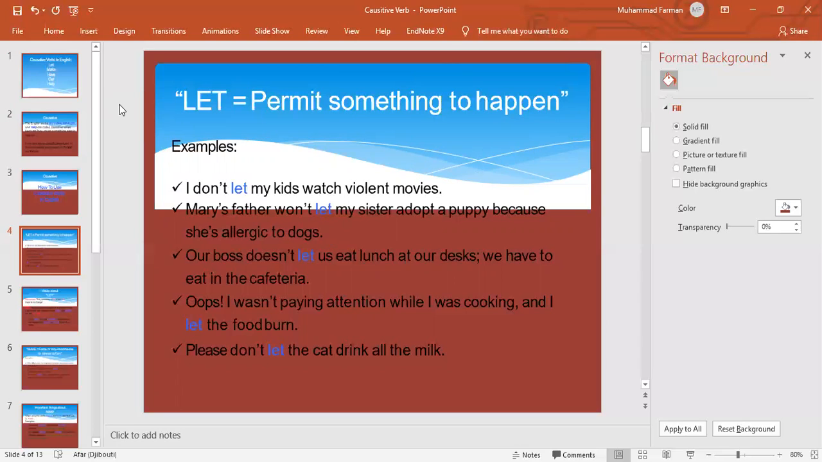Mary's father won't let my sister adopt a puppy because she is allergic to dogs. यहाँ पर Mary's के जो father हैं, वो मेरी sister को एक dog adopt नहीं करने दे रहे. अब यहाँ पर मेरी sister dog को adopt नहीं कर रही, लेकिन वो करवाने नहीं दे रहे. मतलब there is someone who becomes the cause to deny or to happen something specific. यहाँ पर एक person नहीं है जो directly इनकार कर रहा है, लेकिन यहाँ पे कोई वजह है जो उसके इनकार की वजह बन रही है.